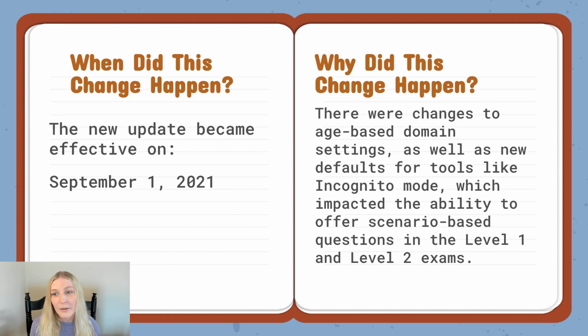So why did this change happen? Well, there were changes to the age-based domain settings, as well as new defaults for tools like incognito mode, which impacted the ability to offer scenario-based questions in the Level 1 and Level 2 exams. This is definitely a big change from how the test has been in the past, but who knows, they usually update the test at least once a year. I think this is the second time that they've updated it for the 2021 year. They definitely could update it again and bring back the scenario-based questions. But as for now, these are the current settings and this is how they've updated it.